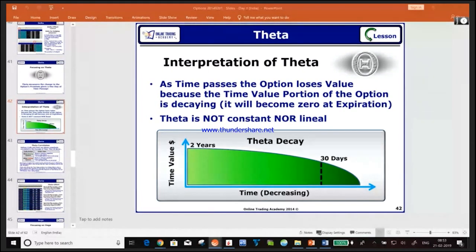Theta will keep on increasing as we come closer to expiry. The theta value 15 days to expiry is going to be more than the theta value 1 month to expiry. The theta value of 1 month to expiry will be more than theta value of 2 months to expiry. The theta value of 1 month is going to be much more than the theta value for 3 months to expiry. So as time to expiry reduces, theta value will start increasing.